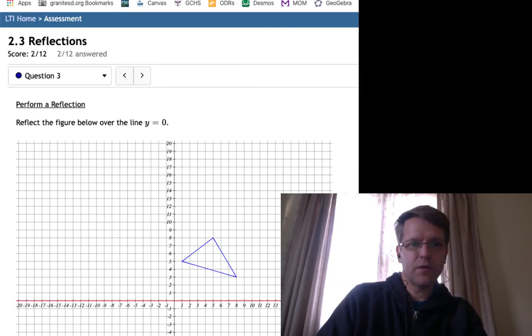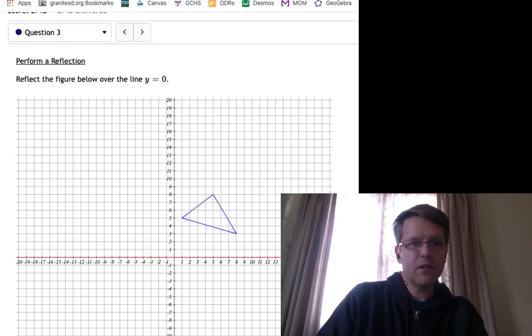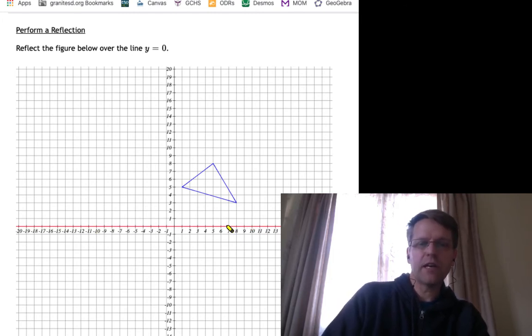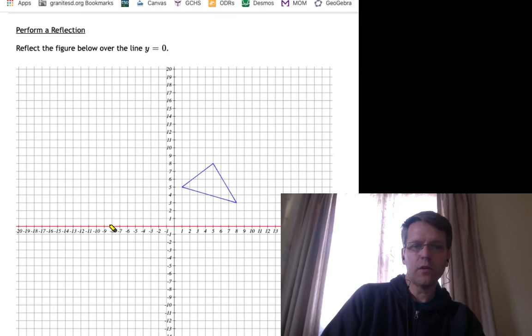Okay, let's try this one. Reflect the figure over the line y equals 0. And here they've marked y equals 0 in red. So if we reflect that across that line, we're going to fold it across this line. So instead of going up, I'm going to go down. So this is up 1, 2, 3. So I'm going to go down 1, 2, 3.